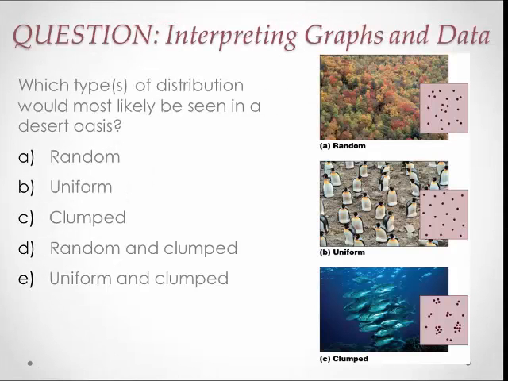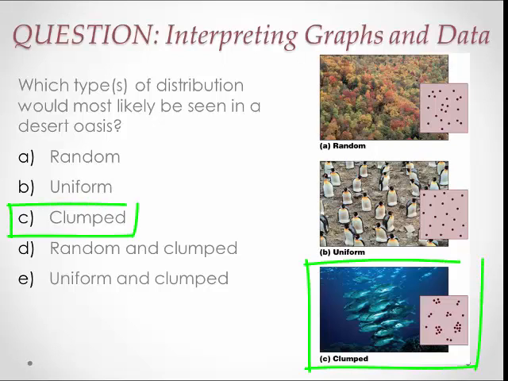Here's another concept check. Which type of distribution would most likely be seen in a desert oasis? A. Random, B. Uniform, C. Clumped, D. Random and clumped, or E. Uniform and clumped? The answer is clumped, because the organisms would be clumped around the water and resources in the oasis.